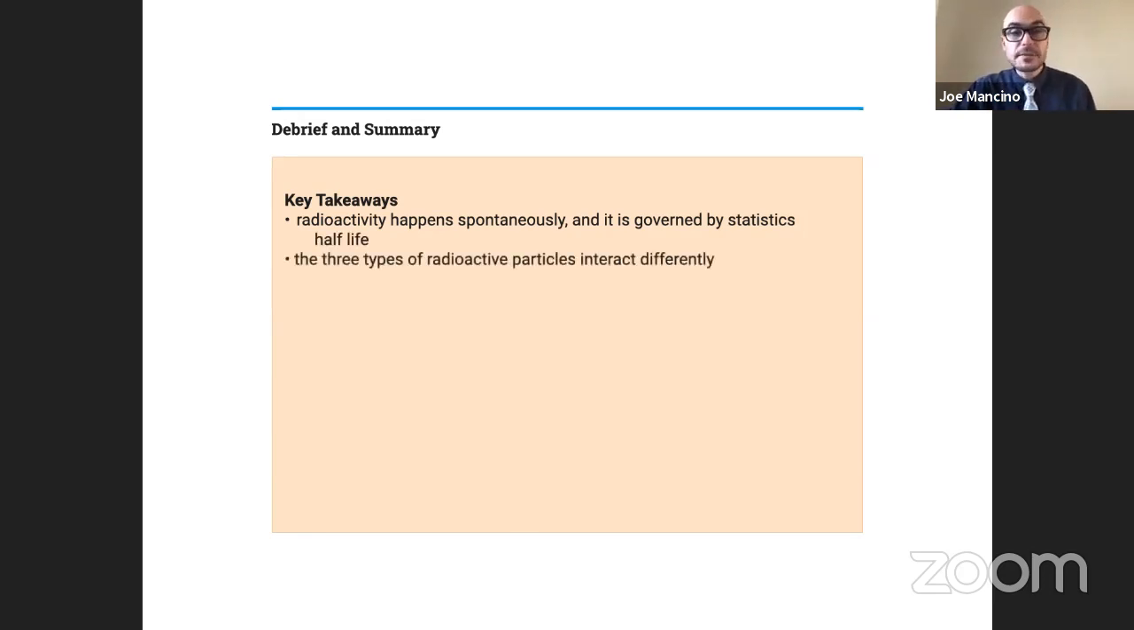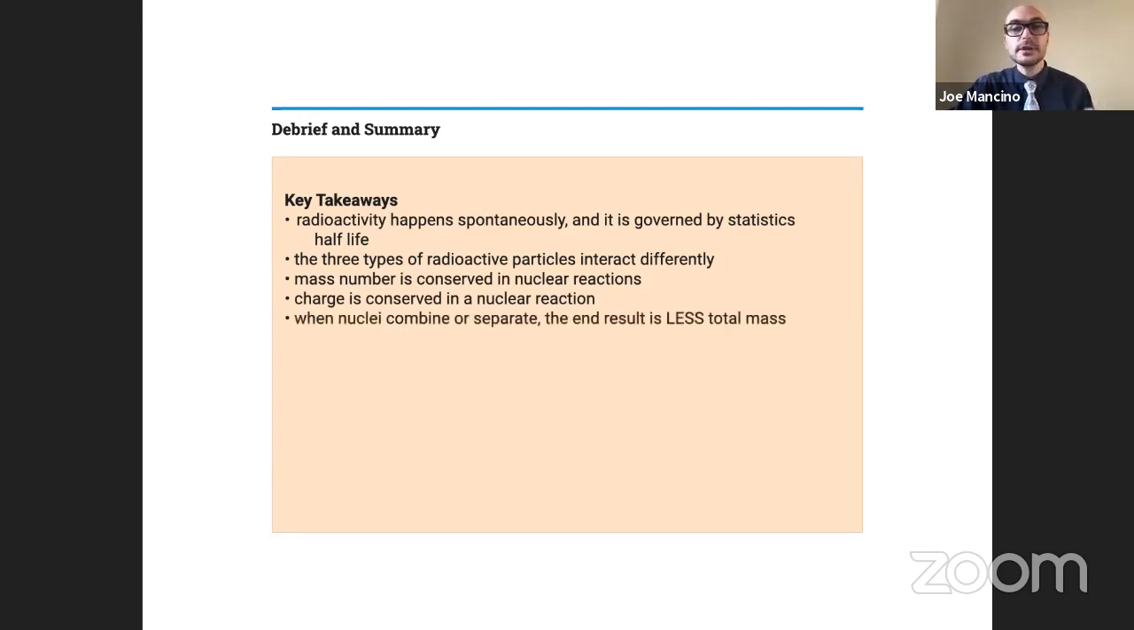There are 3 types of radioactive particles, and they interact differently with matter. Alpha particles, beta particles, and gamma particles are differently penetrating. They can be bent differently by magnetic fields, and they have different masses. Mass number is conserved in nuclear reaction, just like charge is conserved in a nuclear reaction. And finally, when nuclei combine or separate, the end result is less total mass.